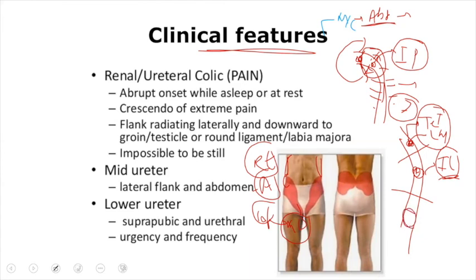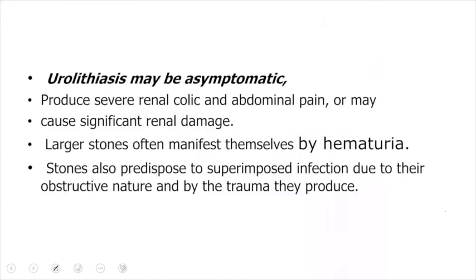But whenever there is a stone impacted in the lower part of the ureter, the lower one third, the pain will radiate towards the groin region. So this is all about the clinical features of renal stones. As I've said, renal stone can be asymptomatic, but usually it is associated with symptoms. And the most common symptom is abdominal pain, a very significant and intense colic pain that radiates from the loin to the groin.